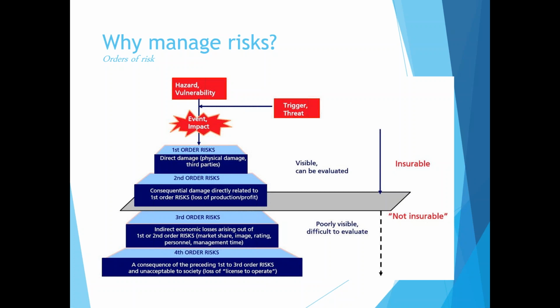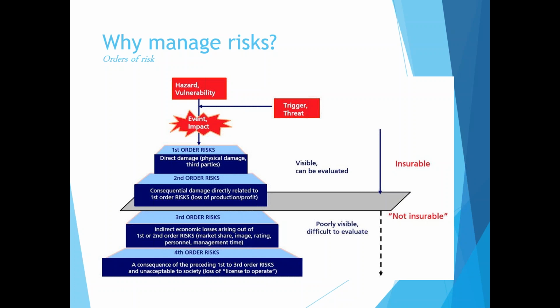So for example, if you think about explosions, these are physical damages. If you think about drug safety risks, you have adverse events. These are first order risks. Next to these first order risks, there are second order risks. These are consequential damages, for example, liability risks. If you cause a lot of harm with a drug, people will sue the company, and that will have a financial impact on the company.